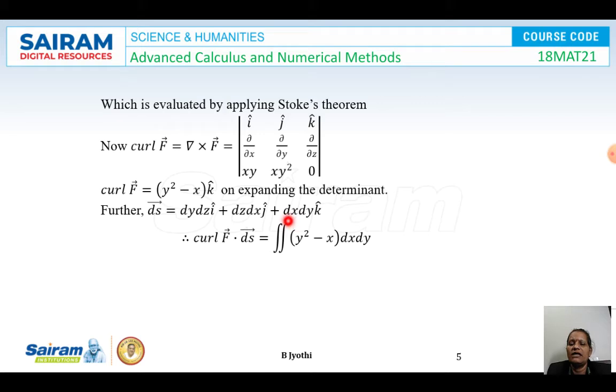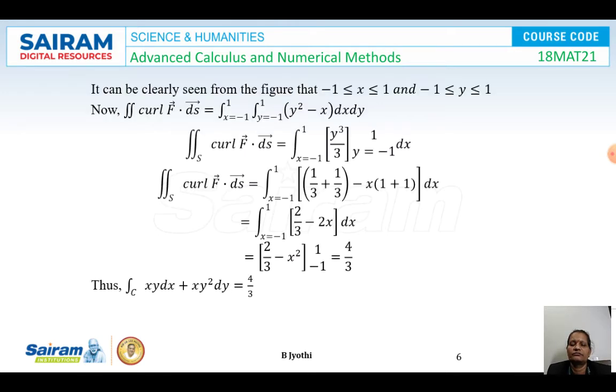So when we take the dot product of curl f and ds, the other two terms will vanish. Only dx dy will be multiplied with y squared minus x, that is curl f. It can be clearly seen from the figure that x is varying between minus 1 to plus 1 and y is varying between minus 1 to plus 1. So, the double integral of curl f dot ds is given by x varying from minus 1 to plus 1 and y varying from minus 1 to plus 1, of (y squared minus x) dx dy.